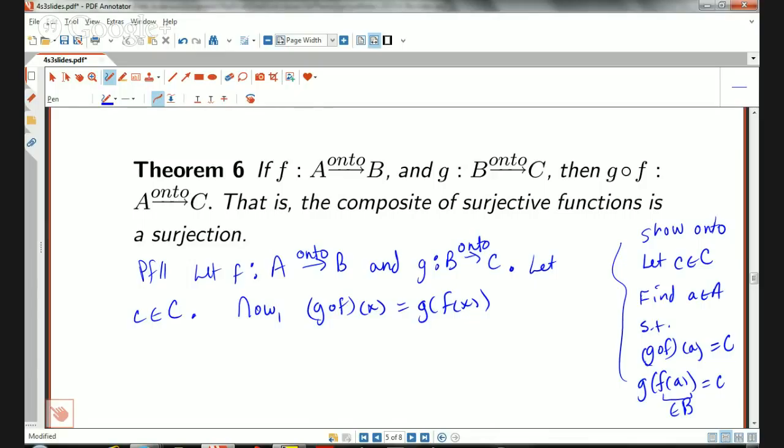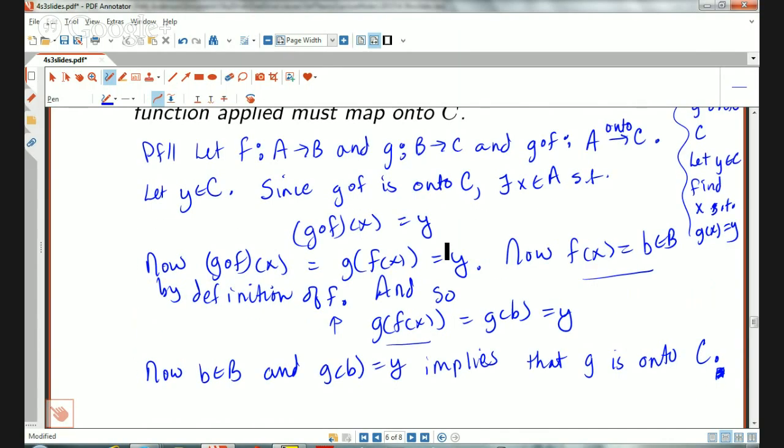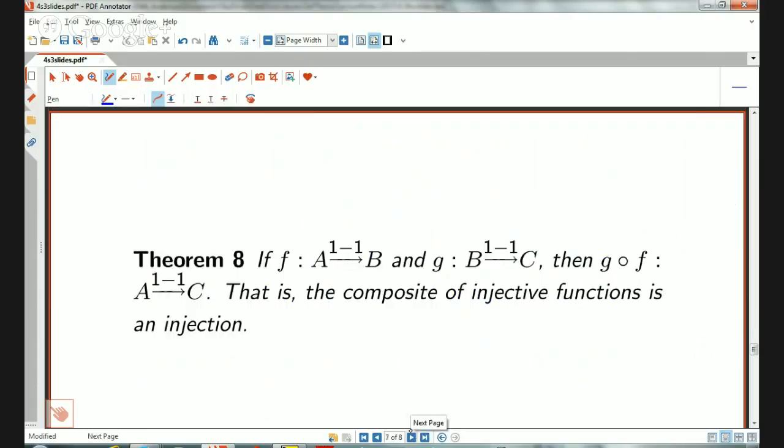So what I'm going to do is apply the fact that G is onto, and we're going to go backwards. Since G is onto, by substitution, put that in here. Good call. Except, let's just do an extra line. And then you know that G is onto C, because Y is in C. Yep.